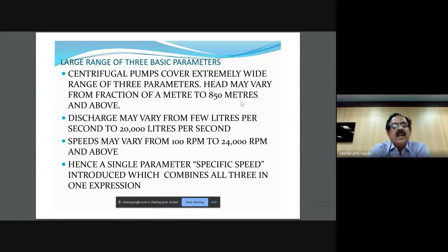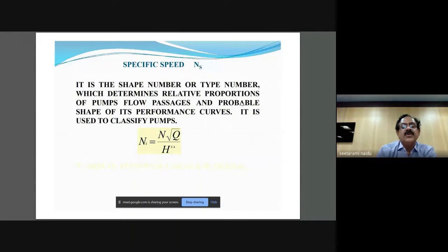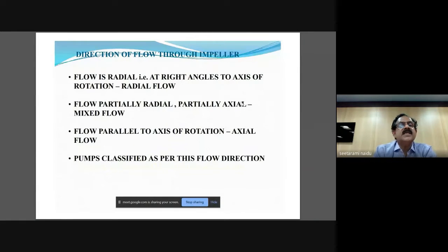Hence, a single parameter is required to envelop this whole range of parameters. So specific speed was introduced, which combines all three in one expression, that is N root Q upon H to the power 3 by 4. It is also known as shape number or type number, that you are all aware of. I don't discuss much in detail.